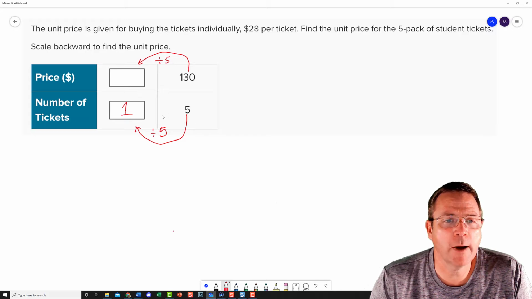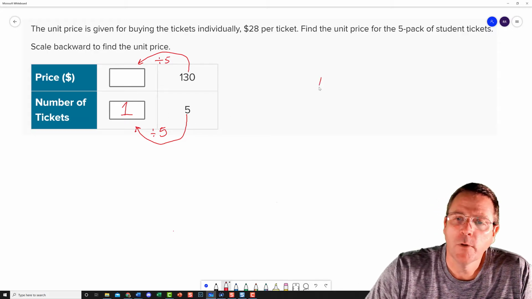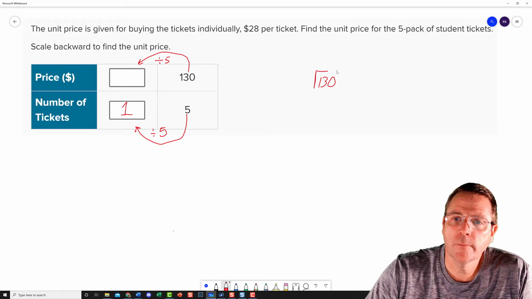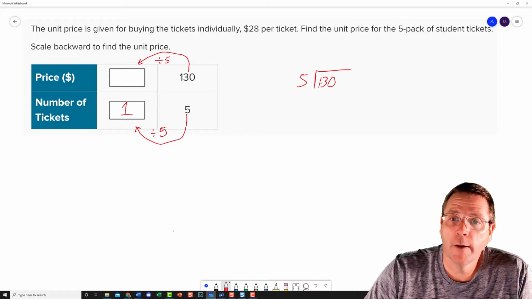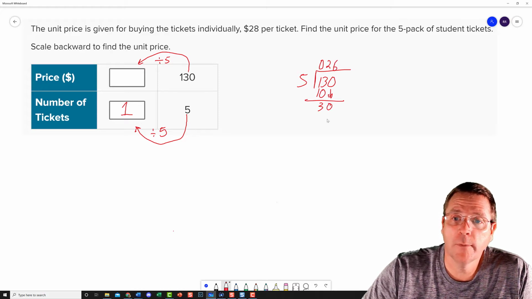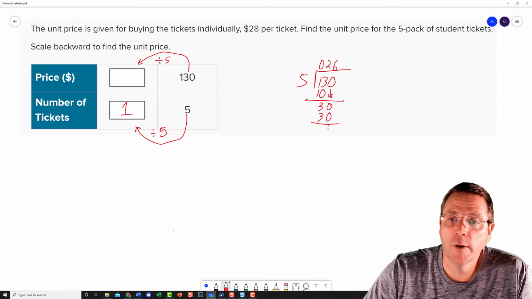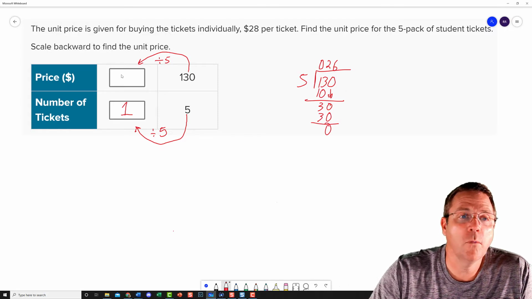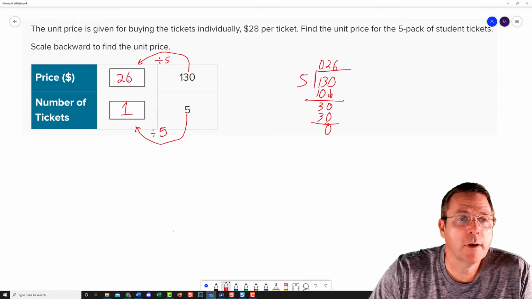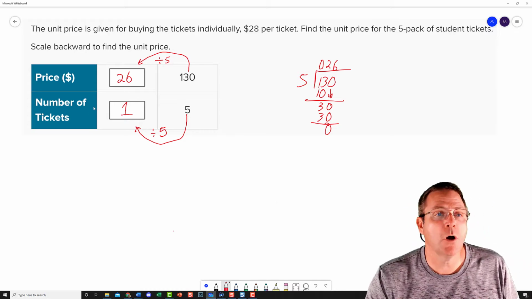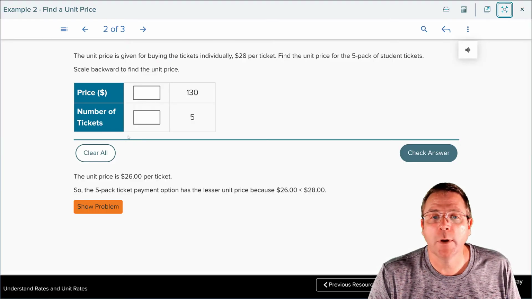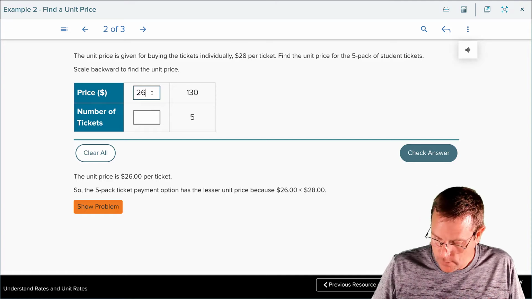Now that one is not going to be quite so easy. So I'm going to do my scratch work off to the side. Dividing by 5. 5 goes into 1 0 times. 5 goes into 13 2 times, which is 10, with 3 left over, and the 0 comes down. 5 goes into 30 6 times, and 6 times 5 is 30, with nothing left over. So what's the answer going to be here? It's going to be 26. It's $26 for one ticket, which we can take and program in here.